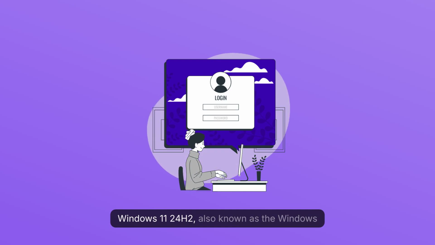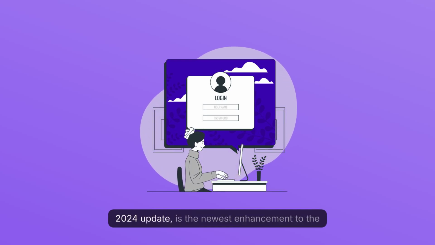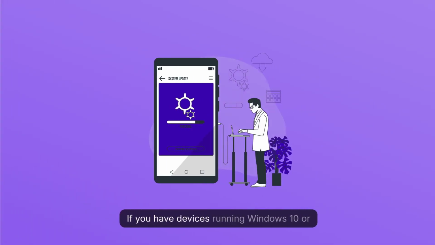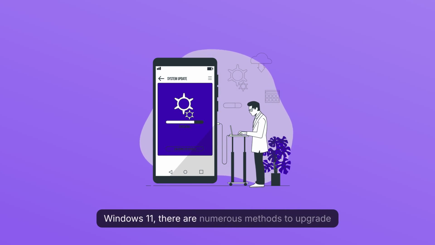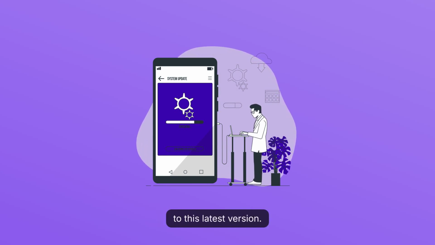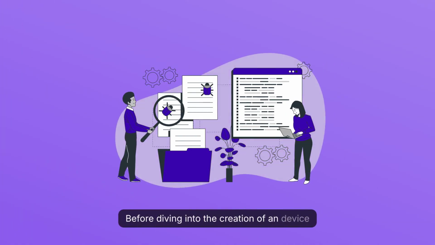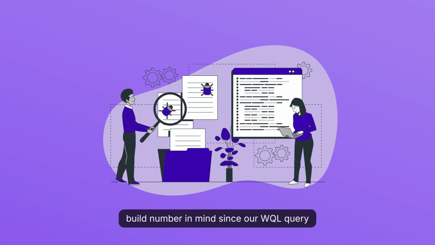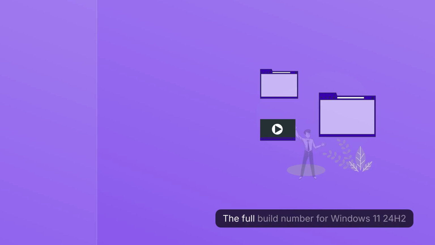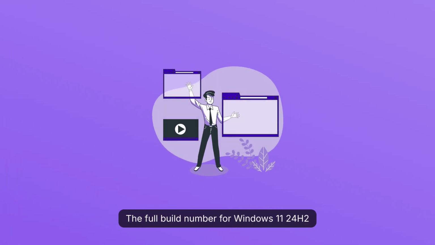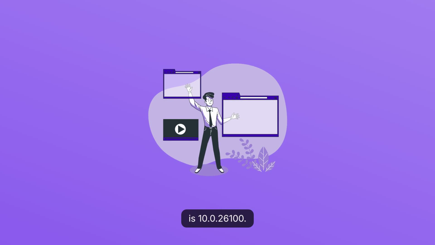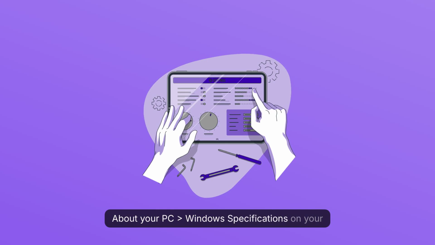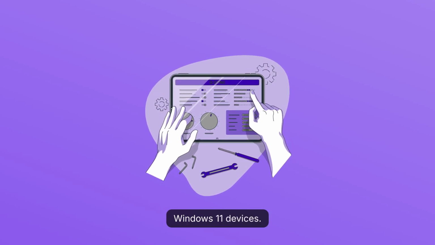Windows 11 24H2, also known as the Windows 2024 update, is the newest enhancement to the Windows 11 operating system. If you have devices running Windows 10 or Windows 11, there are numerous methods to upgrade to this latest version. Before diving into the creation of a device collection for 24H2, you need to keep the build number in mind since our WQL query will rely on this number. The full build number for Windows 11 24H2 is 10.0.26100. To verify this build number, simply navigate to About Your PC Windows Specifications on your Windows 11 devices.